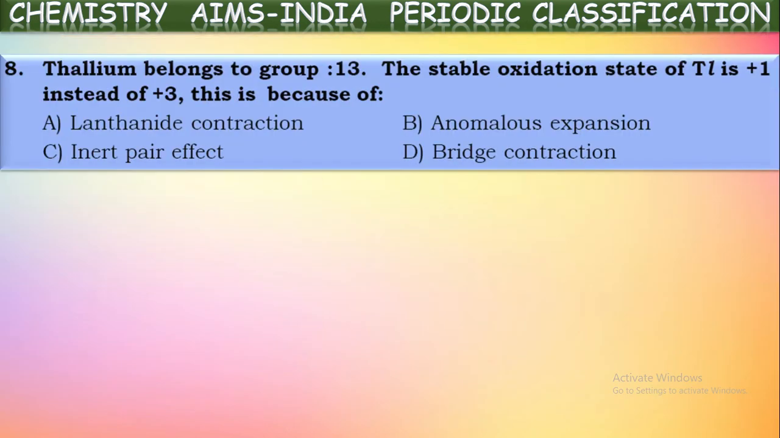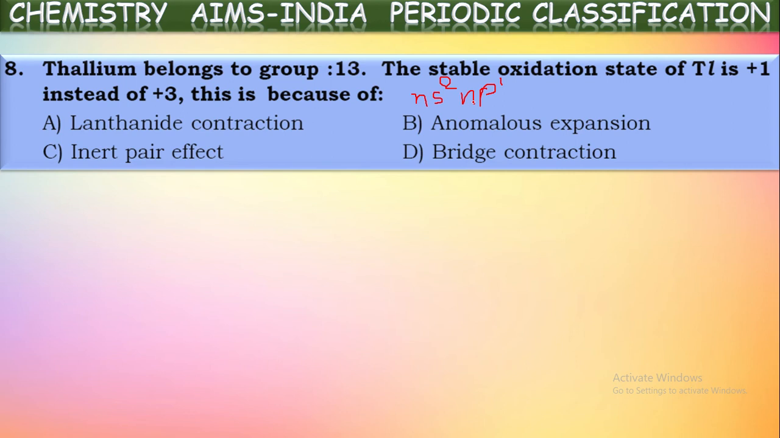Thallium belongs to the 13th group or 3rd A group. Yes, the stable oxidation state of thallium is +1 instead of +3. This is because thallium is one of the elements from the 3rd A group. Aluminium, gallium, indium, thallium: these are the 3rd A group elements. These all elements are having 3 electrons in their outermost shell with the configuration ns2 np1. This is the outer shell configuration of the 13th group or third A group elements.